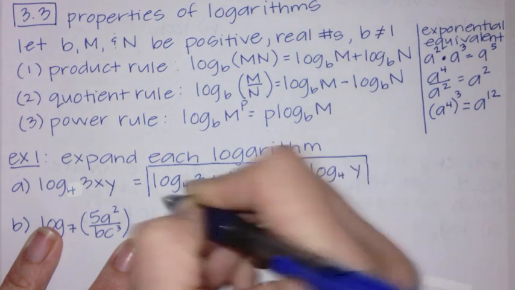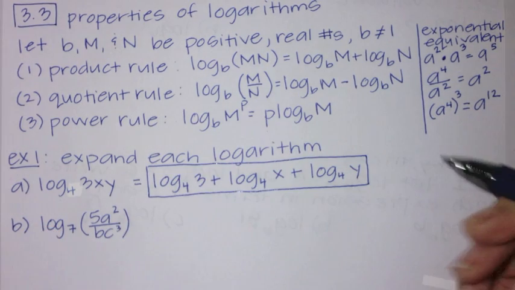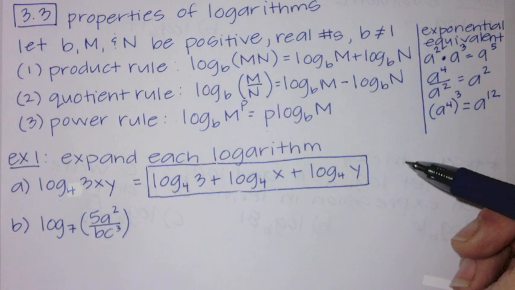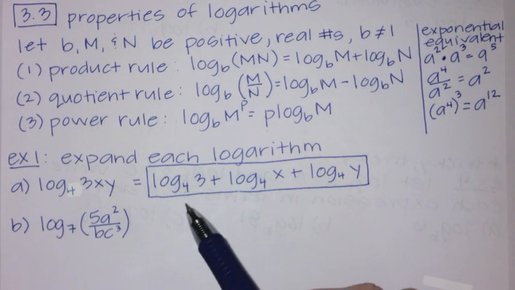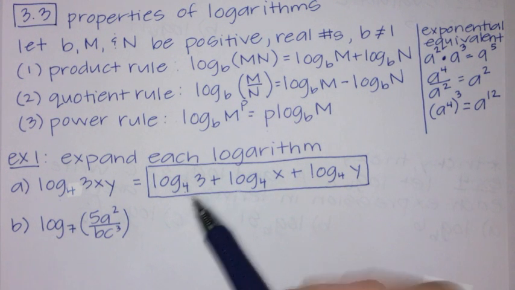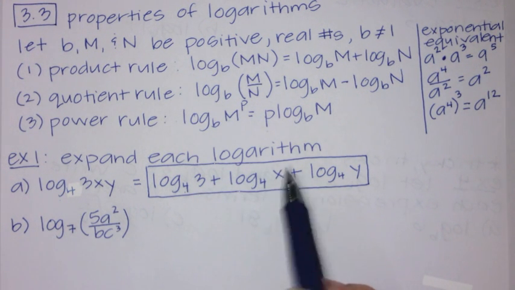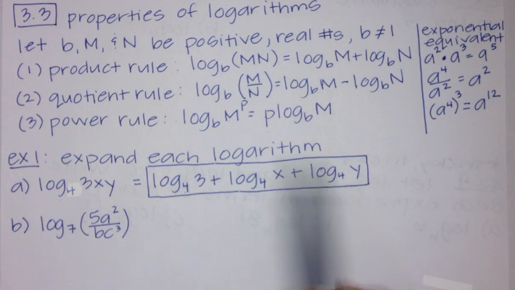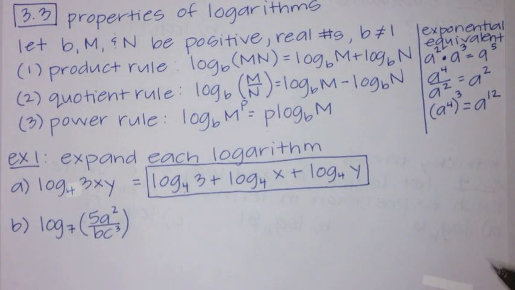When you're doing these, you're always going to want to check to see if you can simplify any logarithms. What I mean by that is, 4 to what power is 3? That's not something that you can do really easily. You would have to use a calculator. 4 to what power x and 4 to what power y, those can't be simplified because they have variables, so we're going to leave it just like that.